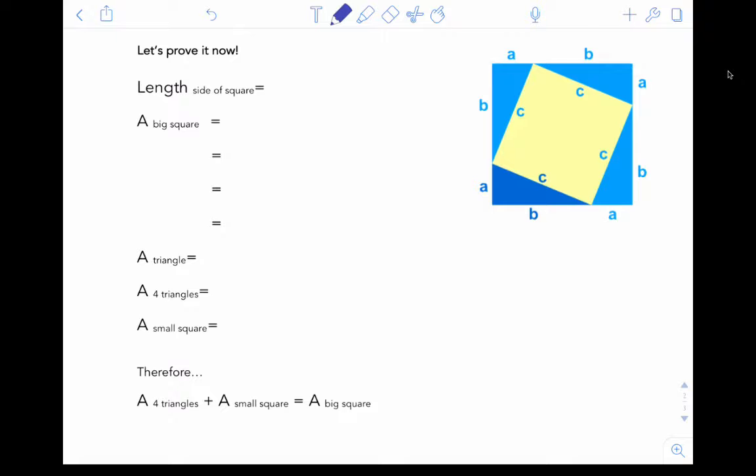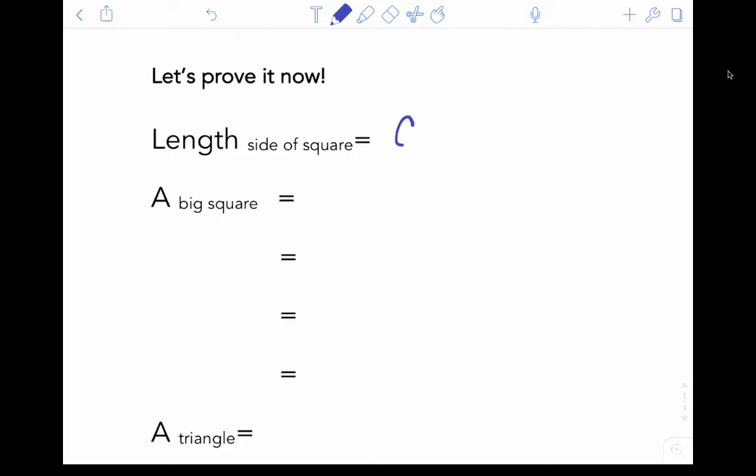In order to find the area of a square, remember the area is length times width, so we need to know what the length is and what the width is. When I'm looking at the length, if I know that this is A and this is B, then the whole side length is going to be A plus B. So the length of one side of the square is A plus B.